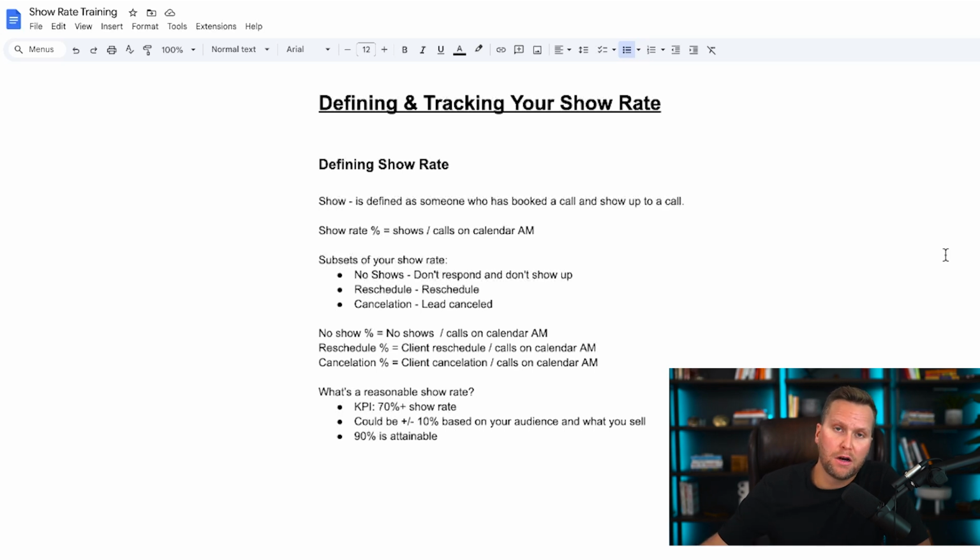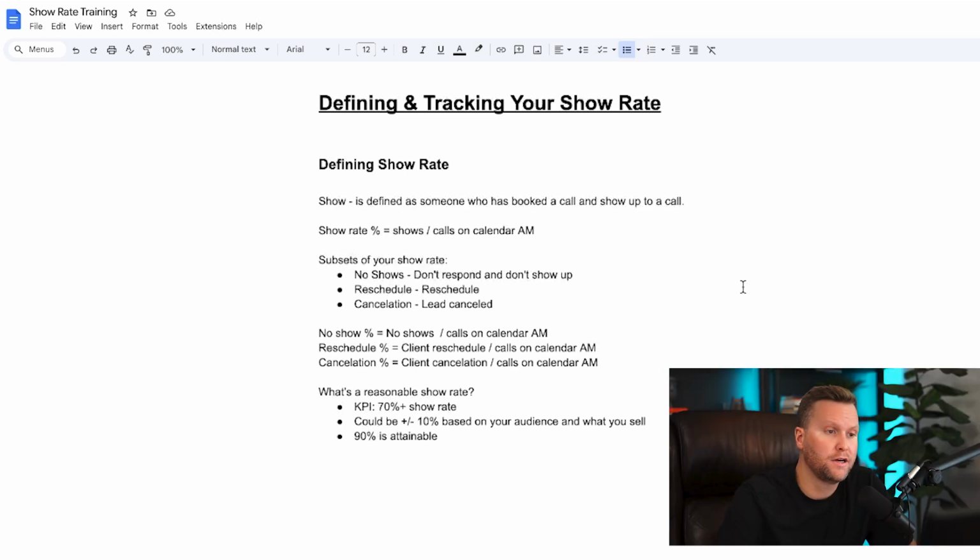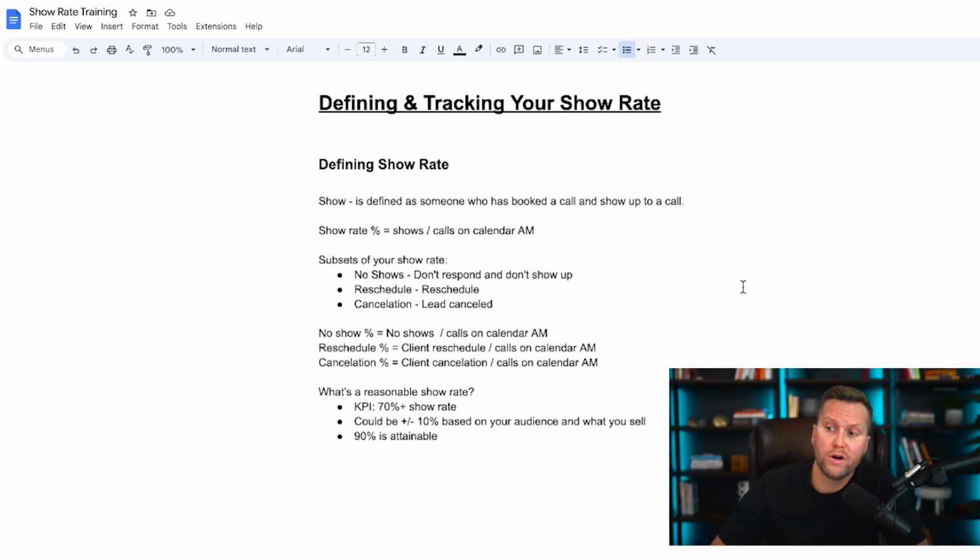Now, let me dive into a couple of subsets of your show rate. Let's talk about no-shows. No-shows are defined as someone who just does not respond and doesn't show up at all. So these are subsets of the overall show rate. The second one is reschedule. So this is someone who has rescheduled their appointment that they had today to a later date. A cancellation is someone who's reached out and just canceled the appointment. So the lead, the prospect themselves, had canceled the appointment. Now, all of these are, again, subsets of your overall show rate.